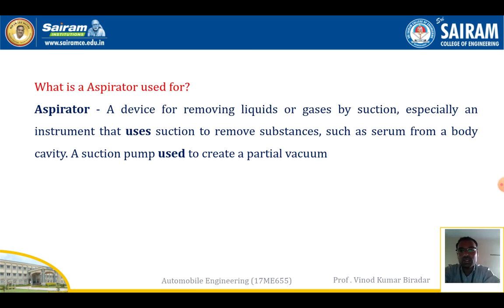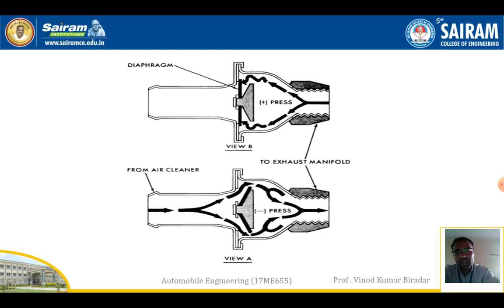Now, how is it used for the air aspirator system in a vehicle? It is a device for removing liquid or gases by suction, especially an instrument that uses suction to remove substances such as serum, that is waste fluid, from a body cavity. A suction pump is used to create a partial vacuum. So this is the air aspirator system, front view, top view, and side view.